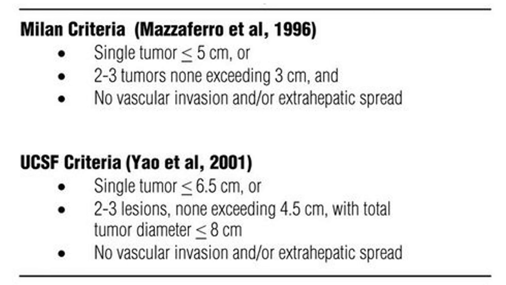Then there is another criteria, the UCSF criteria: a single tumor less than 6.5 cm, or 2 or 3 lesions not exceeding 4.5 cm with total tumor diameter less than 8 cm, and no vascular invasion and or extrahepatic spread.